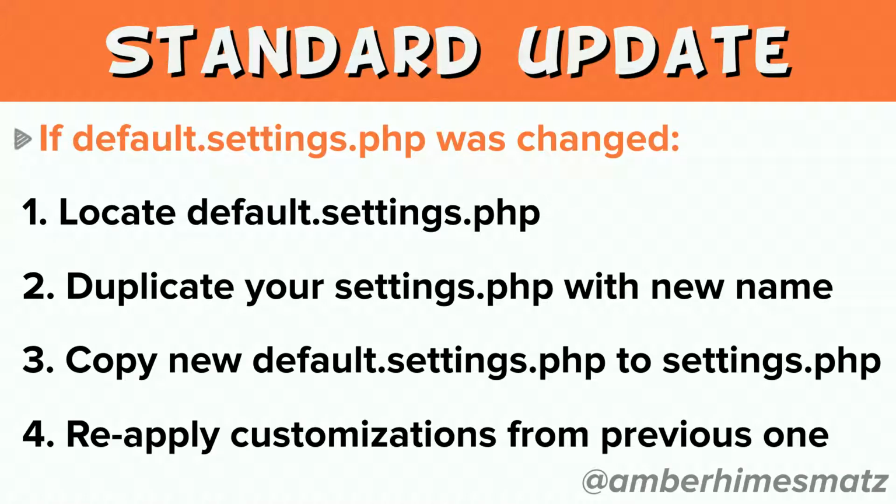So if it was changed, locate default.settings.php. It's probably in your site's default directory. Duplicate it with a new name. Copy the new default one into your install directory, and call it settings.php, and then have them both open. Reapply your previous one, like the database credentials. Probably most of the changes are going to be at the bottom of your file, but you're really going to want to look that over. And reapply means copy and paste the changes to the new settings.php.